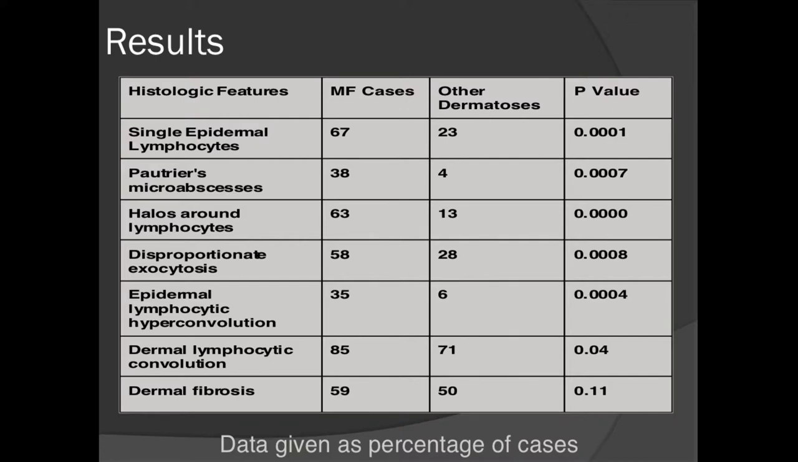When you see halos around the lymphocytes, probably it's an artifact, cytoplasm that's retracted, so you end up with a little bit of space around the lymphocytes. Maybe those lymphocytes are a little bit atypical. They have some cytoplasm more than reactive ones.